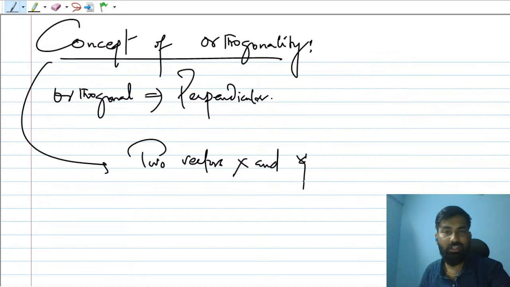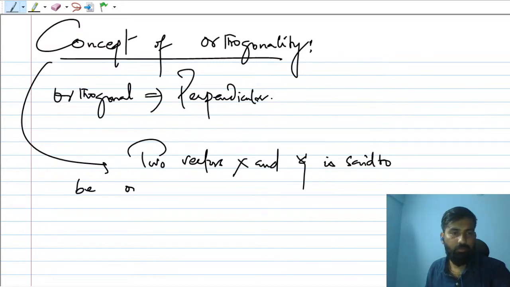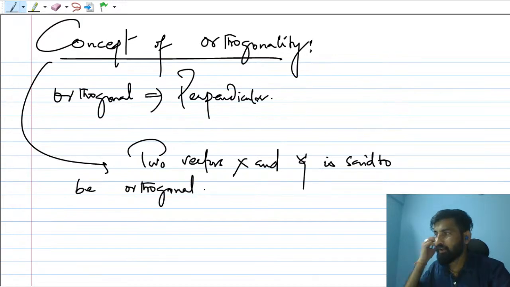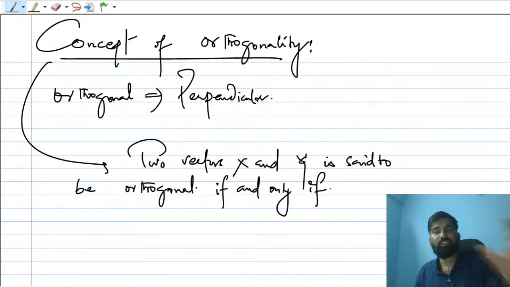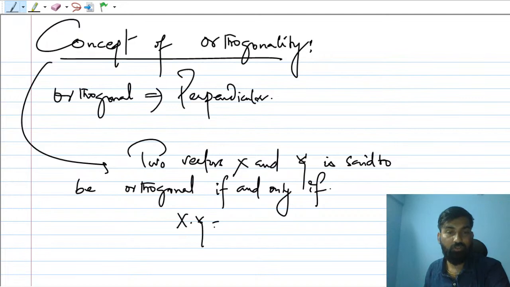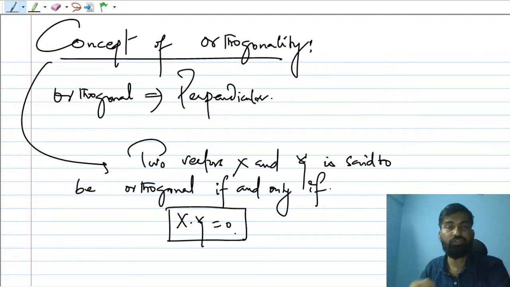Two vectors x and y are said to be orthogonal if and only if, remember, if and only if their dot product is equal to 0. Their dot product is equal to 0.